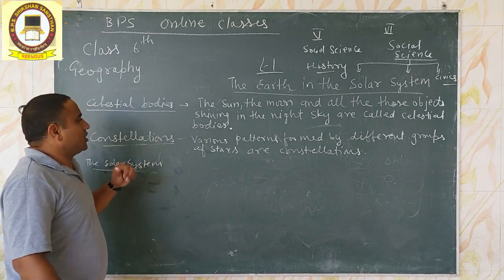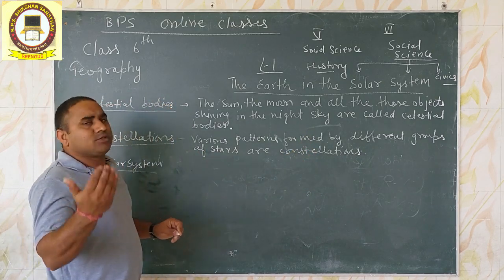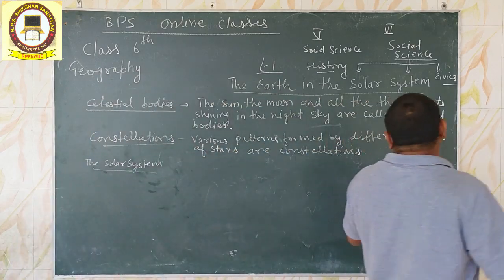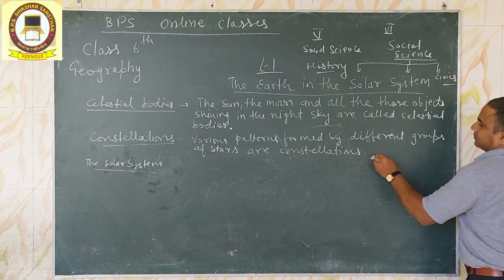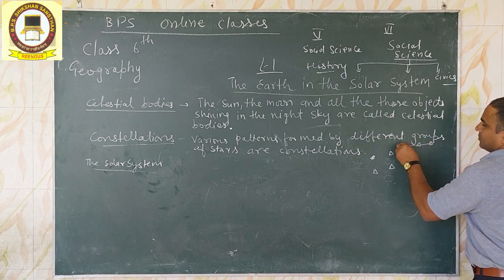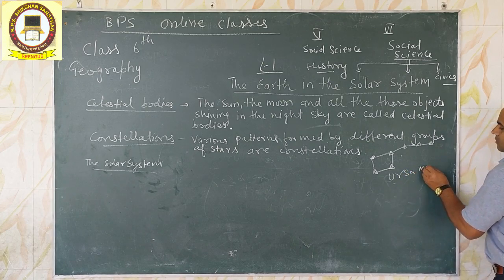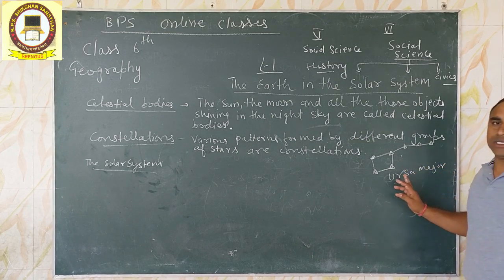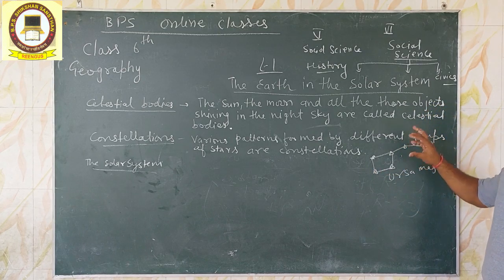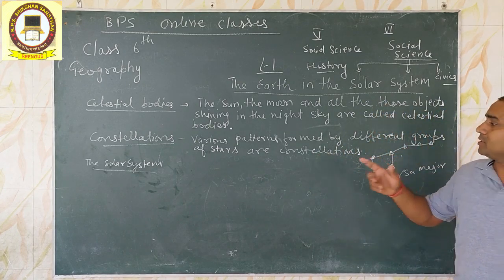Now next one is constellations. Various patterns formed by different groups of stars are called constellations. It means when you see different patterns of stars in the sky, now these made a pattern. We say that Ursa Major. In Hindi we say Saptarishi. So these are different star formations, different patterns. We call it constellation.